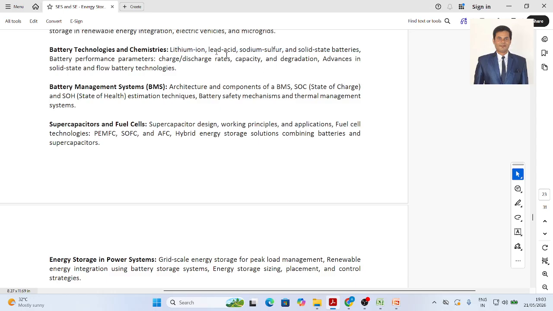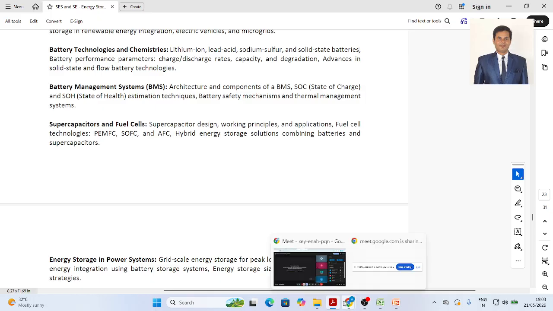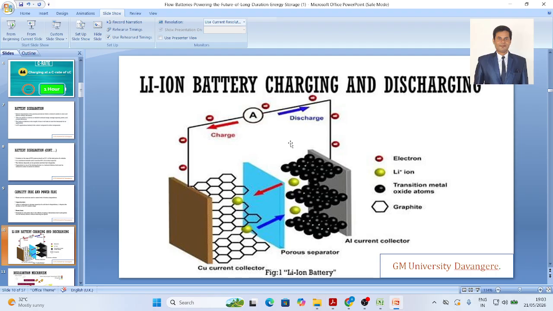All right. So a question may be asked based on battery technologies: how various technologies have been used to give more life to the batteries, right? What are the different technologies they are going to use for the development of batteries? So all right, let us see the lithium ion batteries, the charging and discharging.